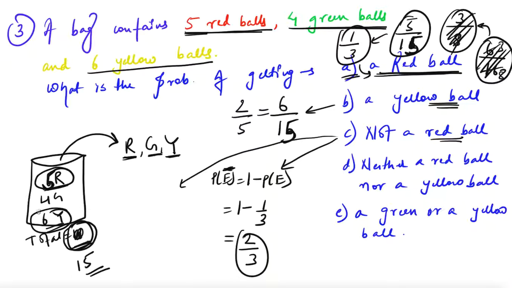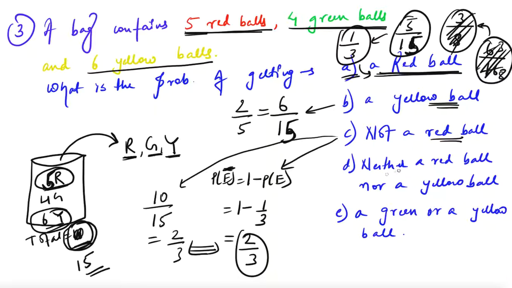So the sum of green and yellow ball is 10. So the probability of not getting a red ball means the probability of getting a green ball and a yellow ball, which is equal to 10 by 15, which is nothing but equal to 2 by 3. Same. So you do it either way, so you'll get the same answer.